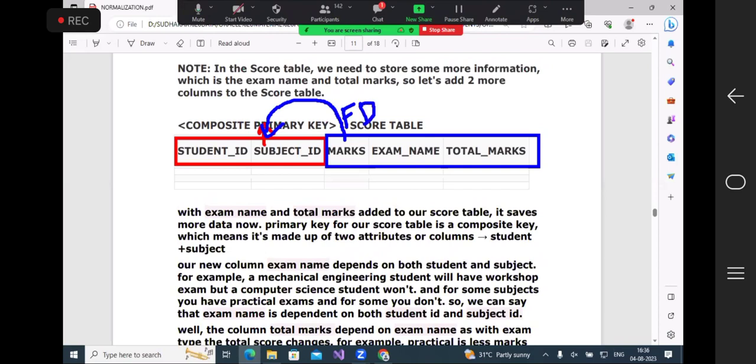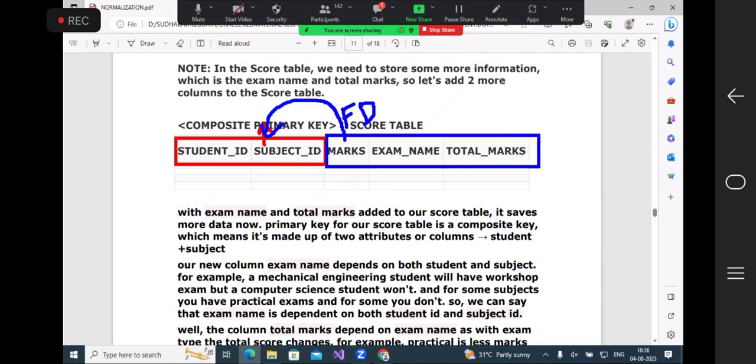I just leave it at that. The remaining two columns are examination name and total marks. Examination name of course depends again on both student ID and subject ID, so that is a full dependency. But coming to total marks, now tell me, does total marks depend on marks or on examination name? Think carefully.